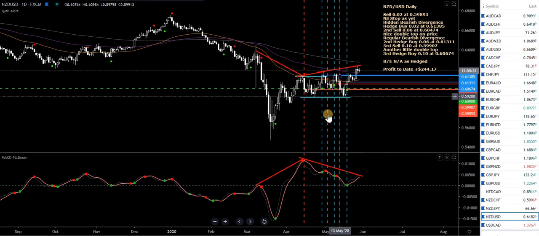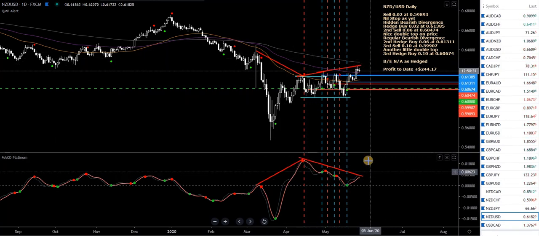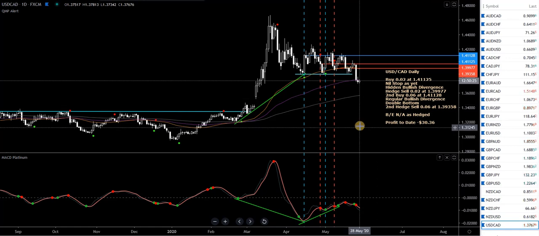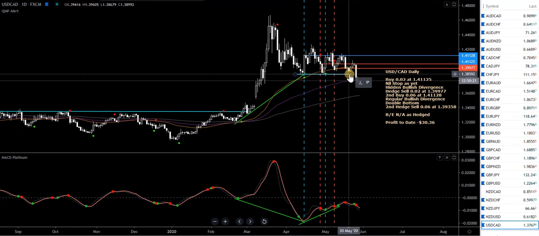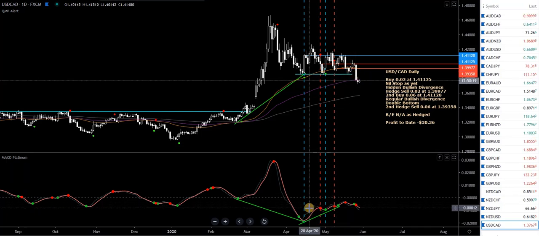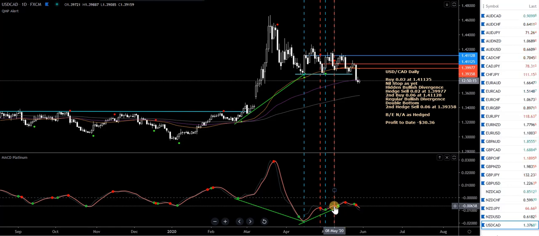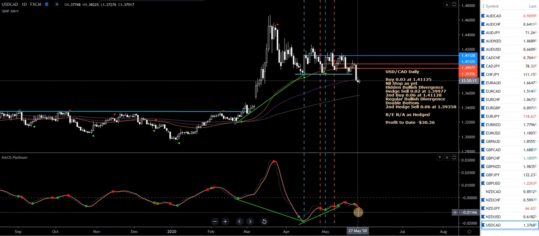Again, hedged. All MACD platinum still above the zero level the whole way. USD CAD, another one's hedged. So it broke this support level here. Again, buy, hedge sell, second buy, second hedge sell, and we're still below the zero level.